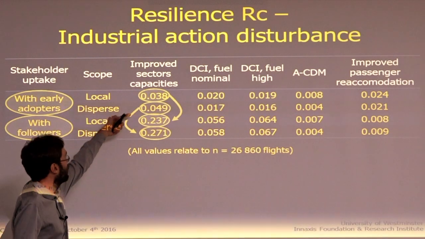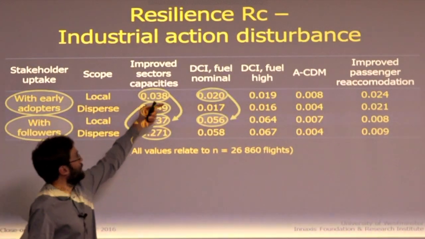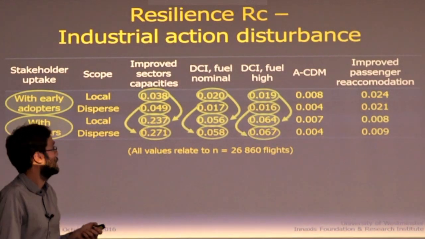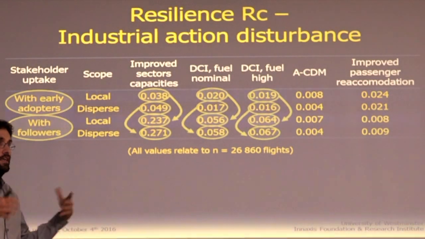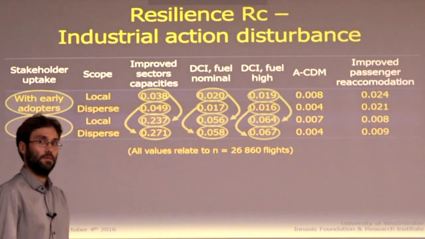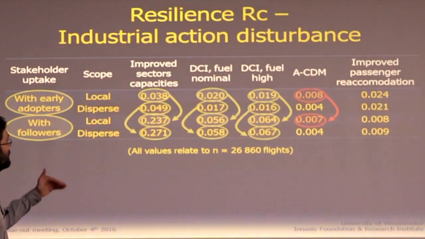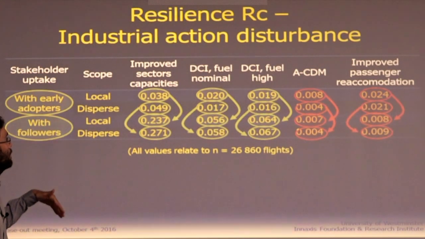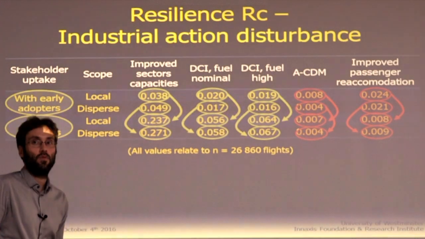And we are also getting an increase in the dispersed scenarios. Then if we look at the DCI, we can see again that we have that effect, we have an increase, which is good and is what we would expect when more operations are doing these advanced mechanisms of deciding whether to speed up or not: we get a better outcome. However, for ACDM, we don't see that, nor do we see it for the improved passenger reaccommodation. And that was quite a surprise. We didn't expect that to happen.